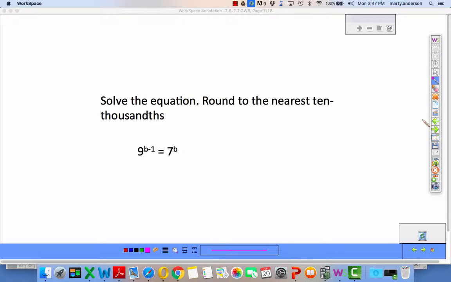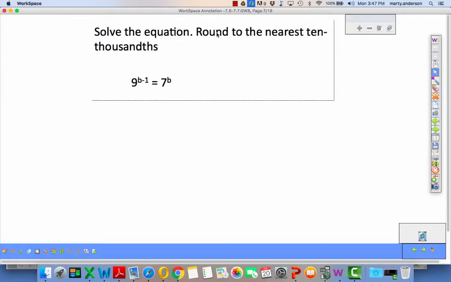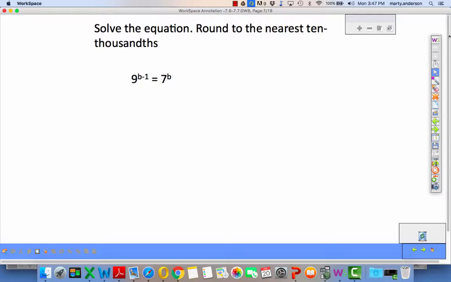This will probably be the biggest problem. These are the biggest types of problems that you have to solve. So if you're going to pay attention today, you should pay attention right now. Because when we solve something like this, I've got variables on both sides. 9 to the b minus 1 equals 7 to the b. I'm going to take the log of both sides. So I have log of 9 to the b minus 1 equals log of 7 to the b.